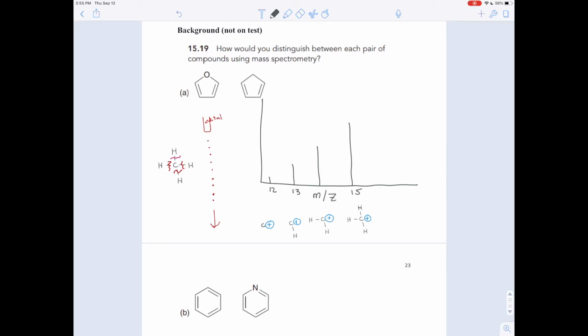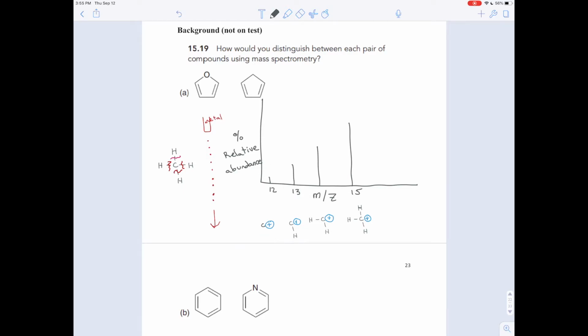Now the y-axis here is the percent relative abundance. How much of this fragment hit the detector? If a spectrum is the way that I've drawn it here, then this fragment would have hit the detector most often because it's the highest peak. This fragment would have hit the detector least often because it's the lowest peak.